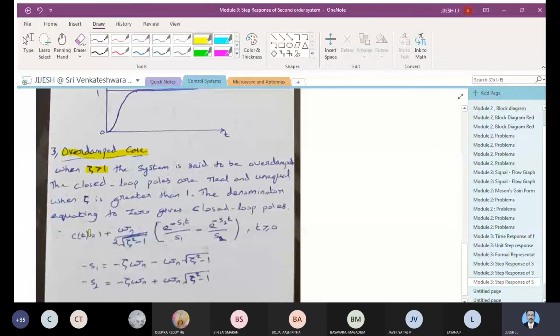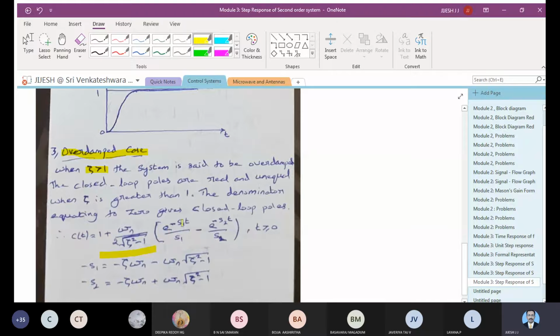So we can just write these equations for the overdamped case. You don't need the derivation for this. When you calculate, C of t is 1 plus omega n by 2 root of zeta square minus 1, into e to the power of minus s1 t by s1 minus e to the power of minus s2 t by s2. The equations for s1 and s2 are these, so you can just note them down.